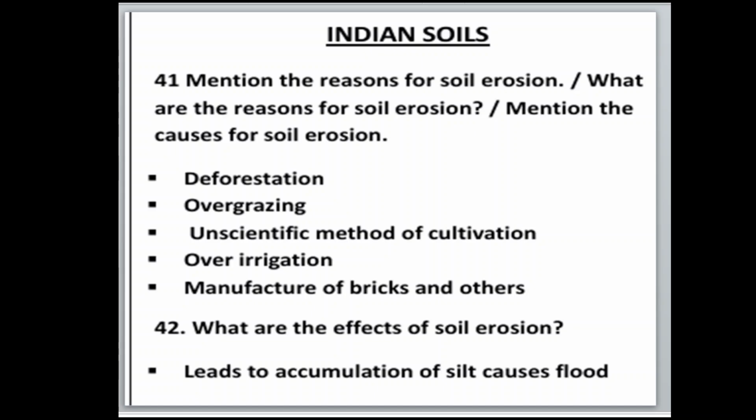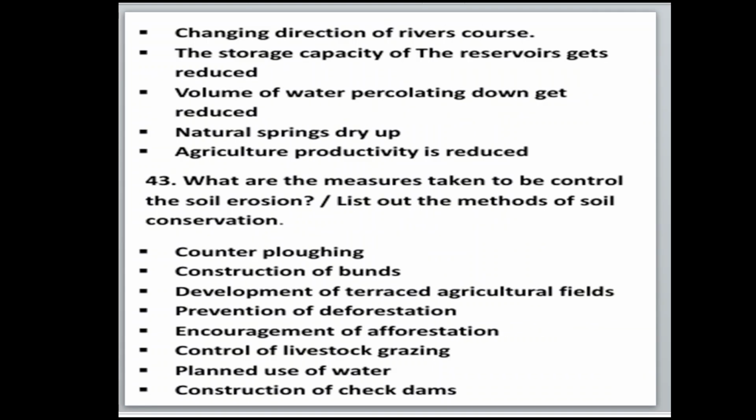What are the effects of soil erosion? It leads to the accumulation of silt, causes floods, changes the direction of river courses, the storage capacity of reservoirs gets reduced, the volume of water percolating down gets reduced, natural springs dry up, and agricultural productivity is reduced.